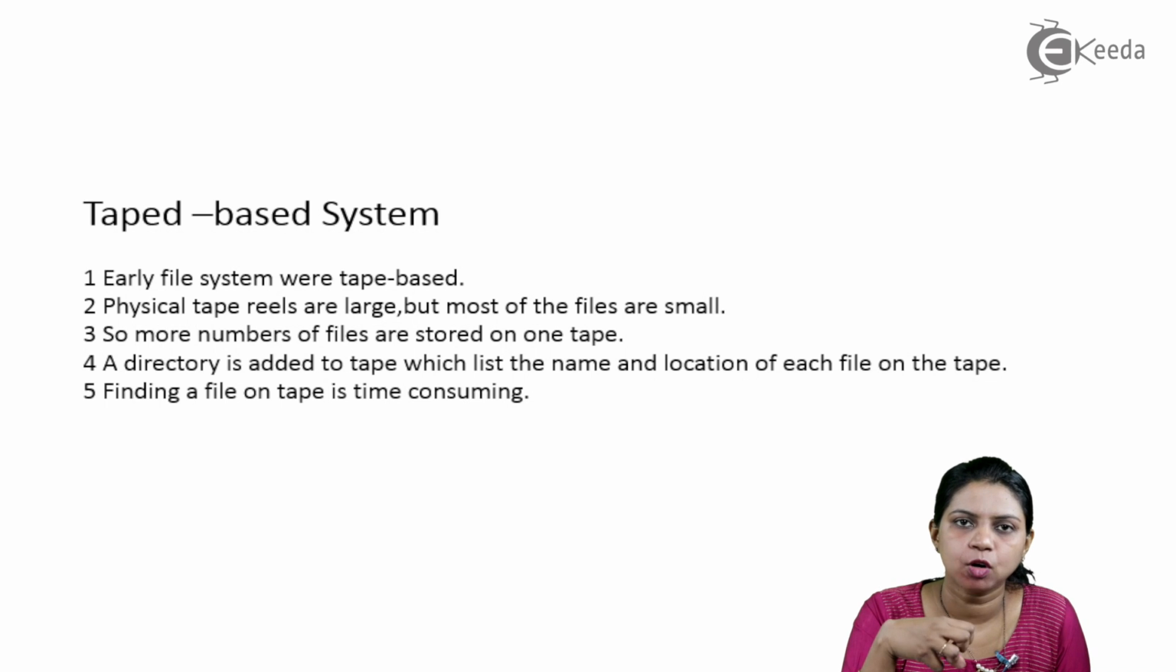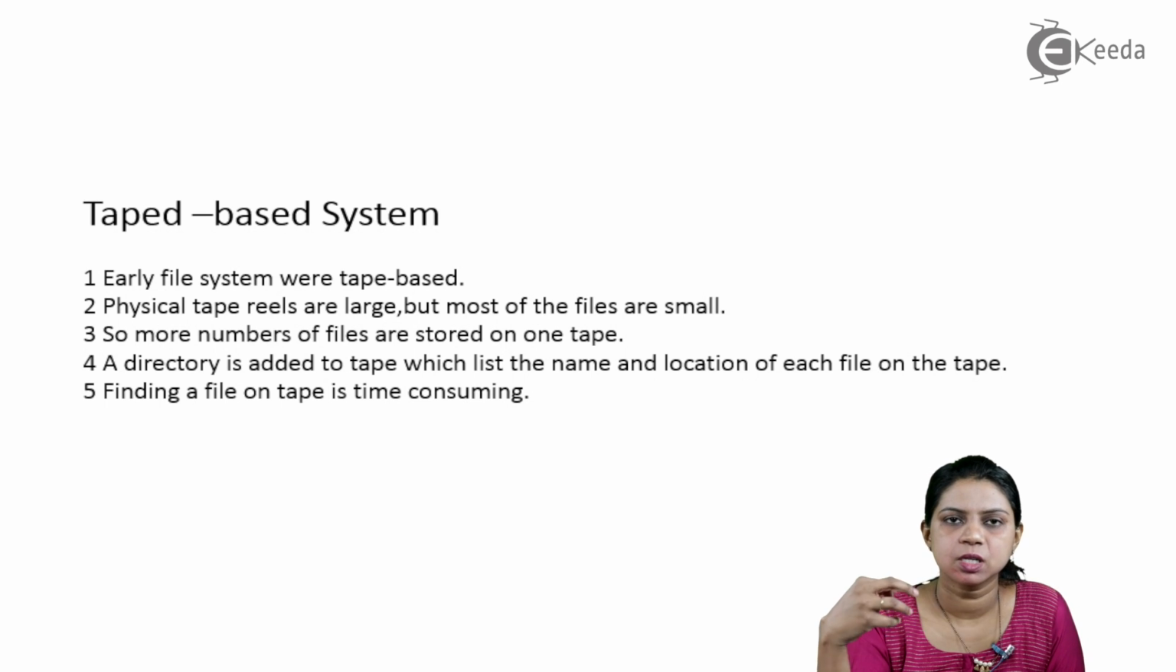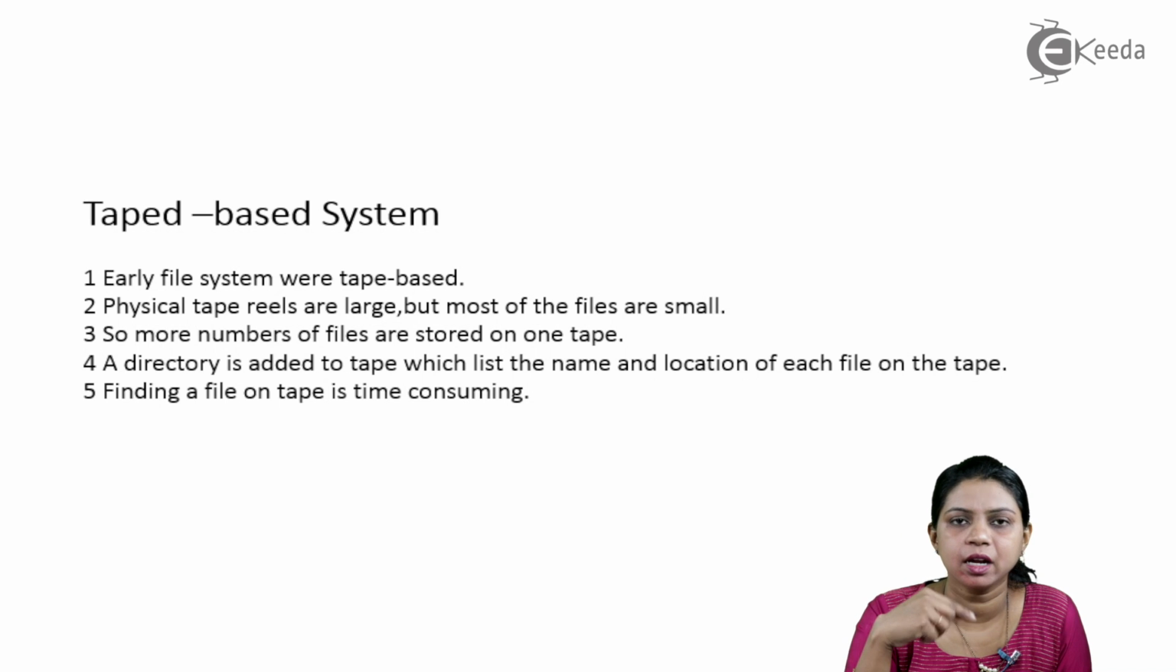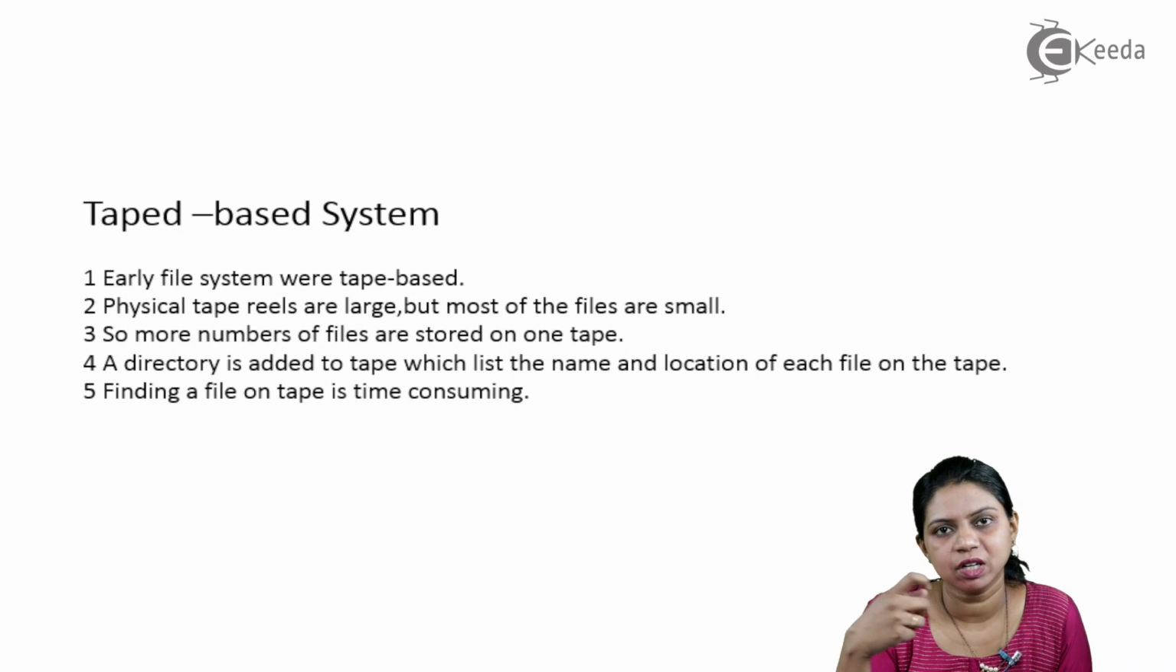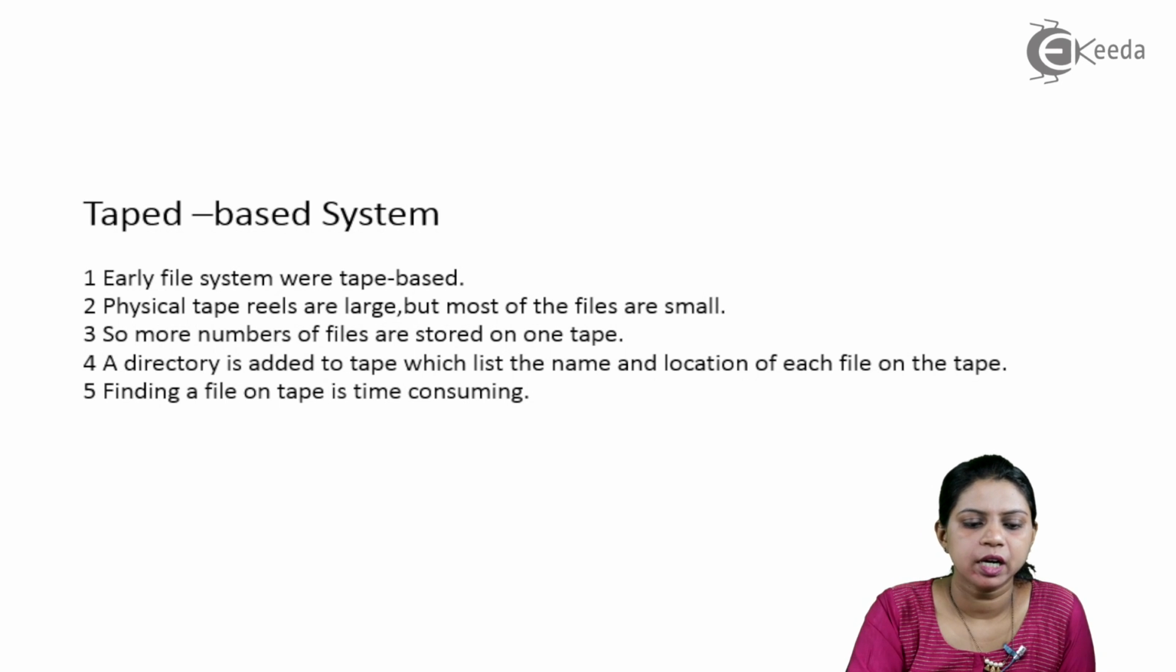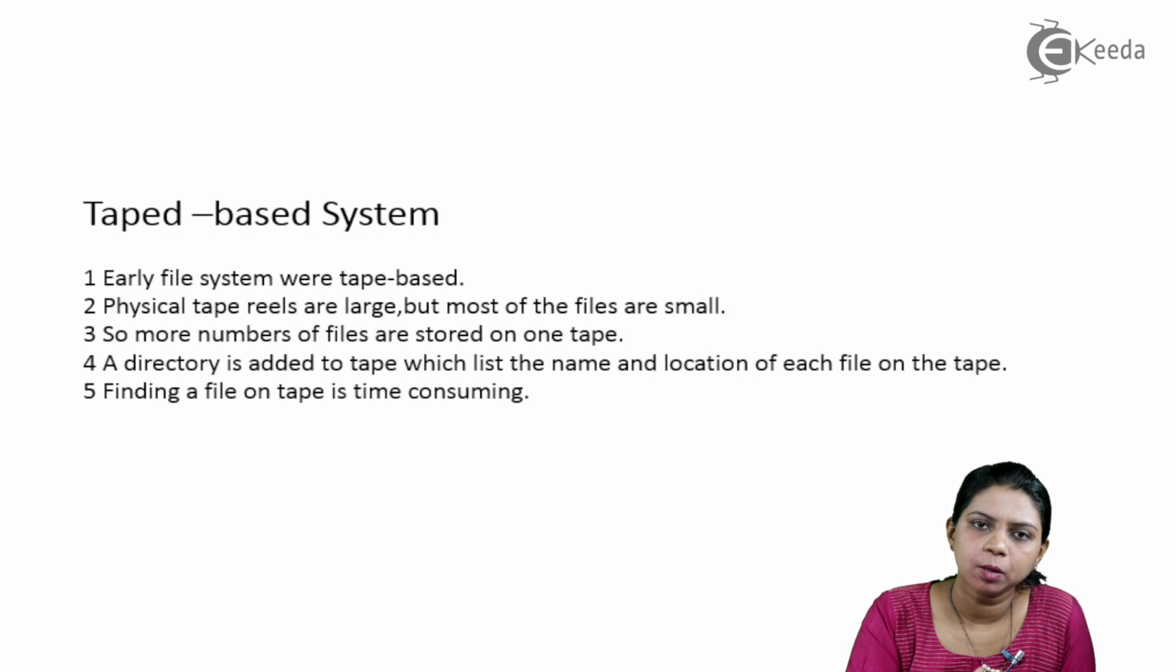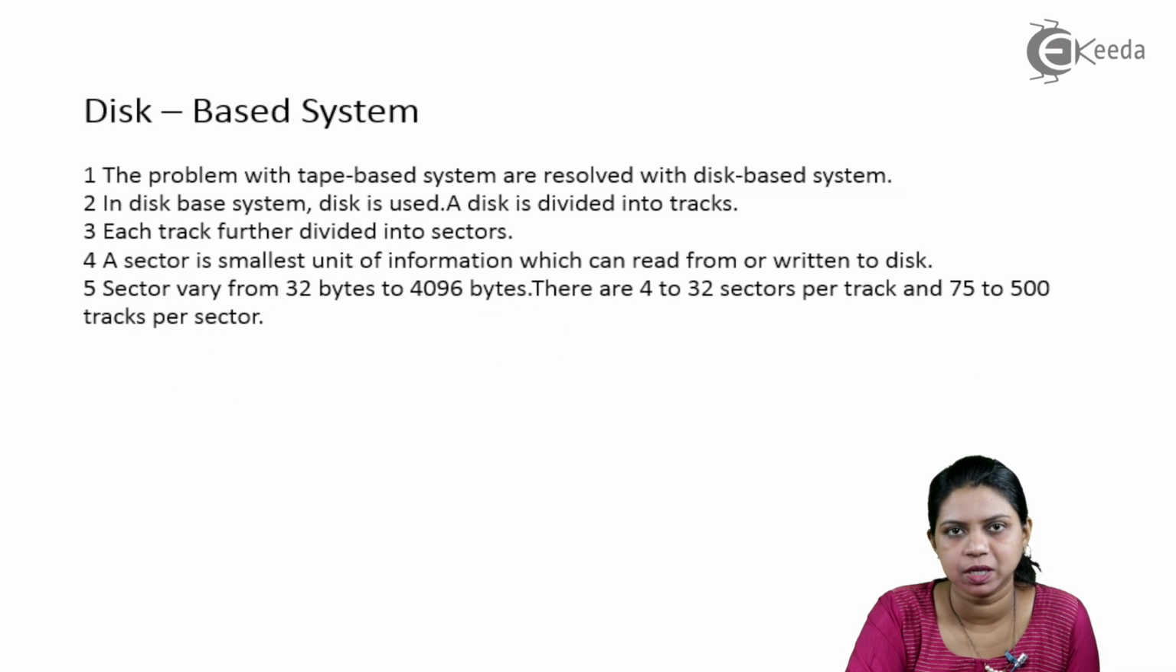So let's have a look at what it says about the tape-based system. Early file systems were tape-based, which means they had physical reels. Physical tape reels are large but most of the files are small, so we used to store many files on one tape. A directory is added to a tape which lists the name and location of each file on the tape, but the problem was that finding a file was very time consuming. So this was replaced by the disk-based system.